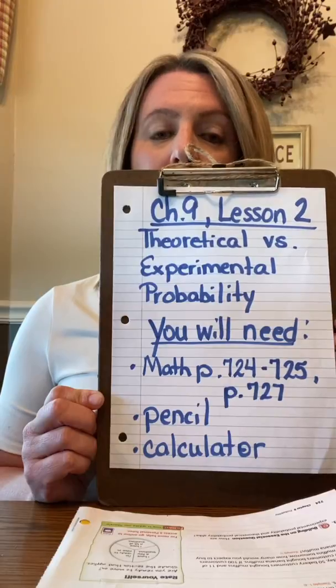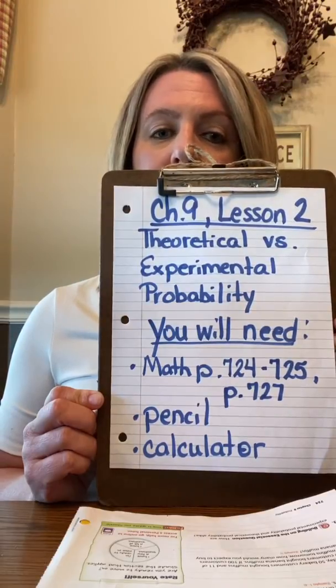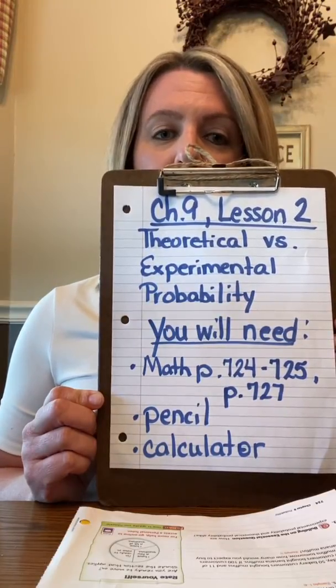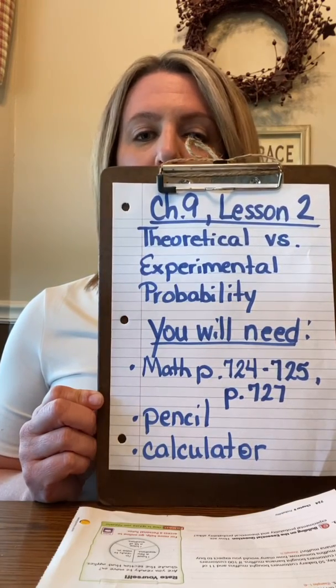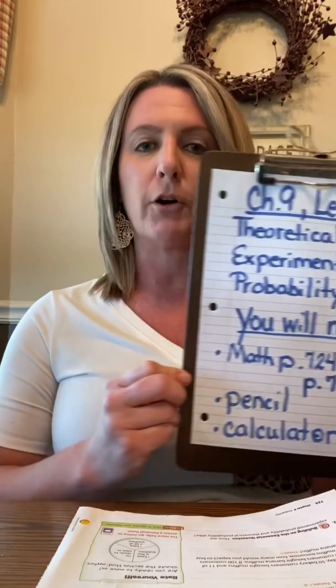You're going to need your math book, and you're going to want to start at page 724. We'll be working from 3 pages. And then you're going to need a pencil and a calculator, okay? So you can pause this and grab all those things if you'd like to before we get going.